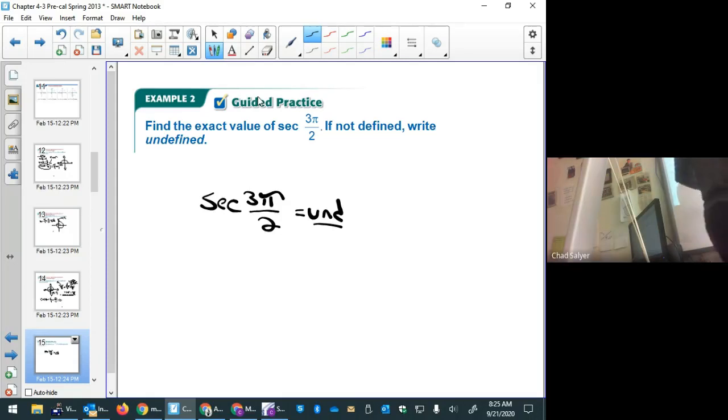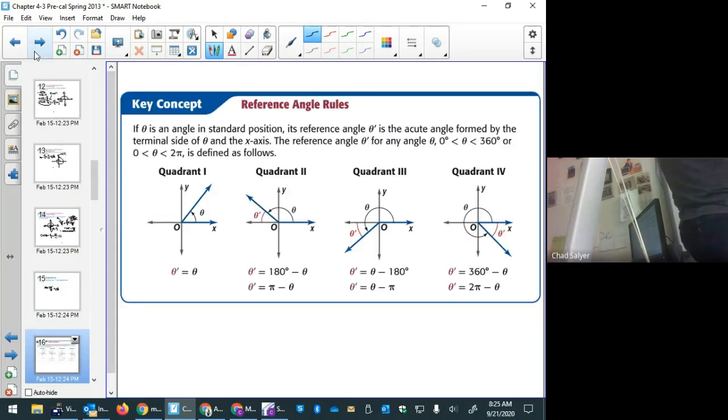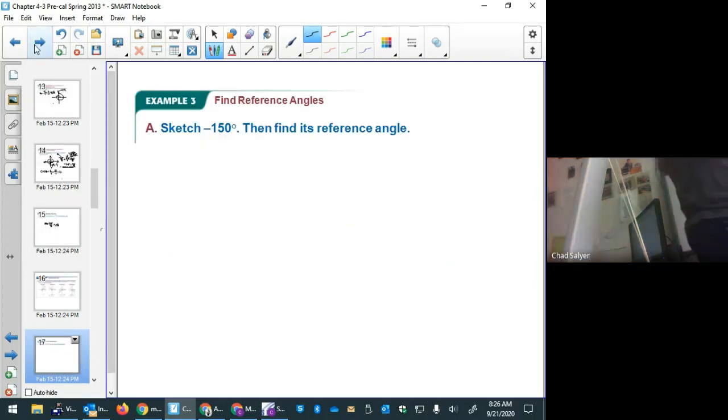Get them next time. So reference angle rules. Now, this is your book's take on this. Don't bother to write all this down. What I told you replaces all of this. The shortest angular pathway to the x-axis. So just take the shortest path possible to the x-axis, make it positive. That replaces all this mess. Okay, so sketch -150 and then find its reference angle.